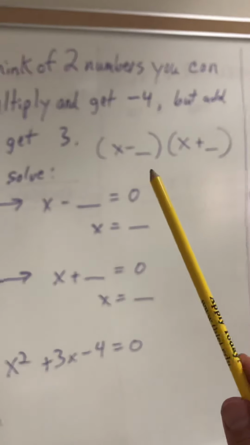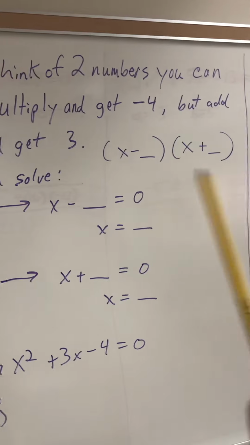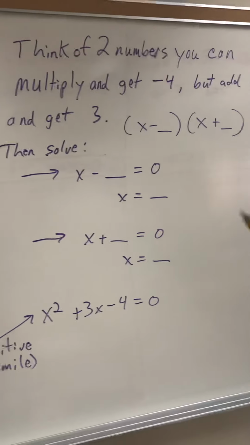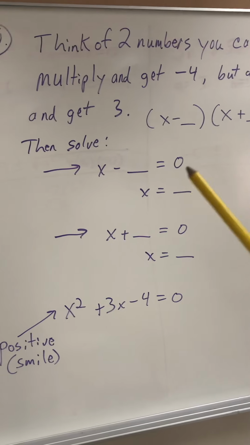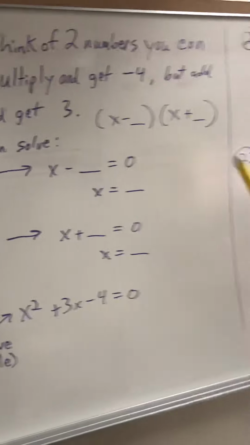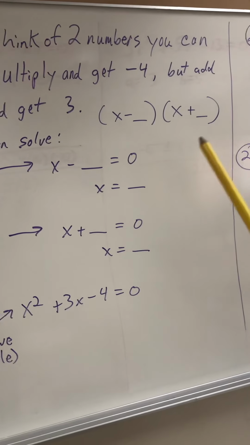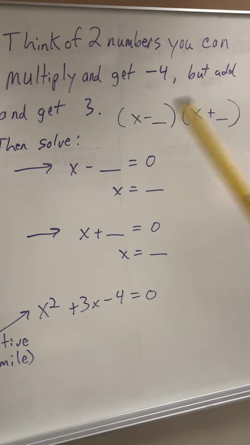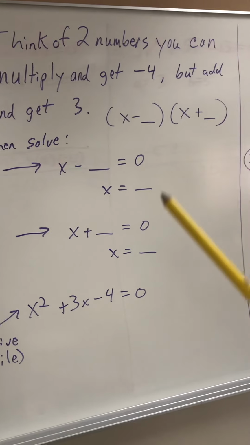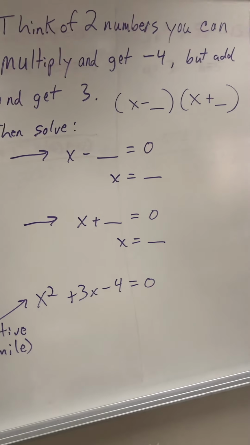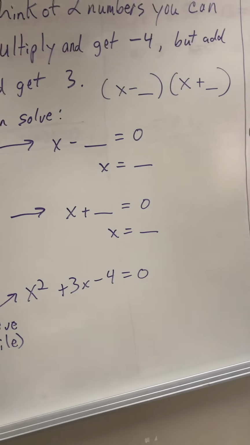So once again, you're going to be subtracting something and adding something. Take the one that you subtracted, set it equal to 0, and then solve for x. So you're going to add that number to both sides. Take the one number that you figured out that you multiply and get negative 4, but add and get 3. And you're going to subtract that from both sides, and that's what the other value is going to be.